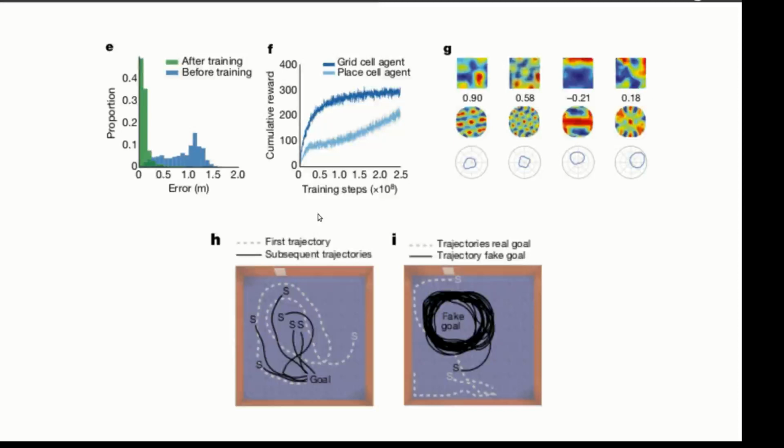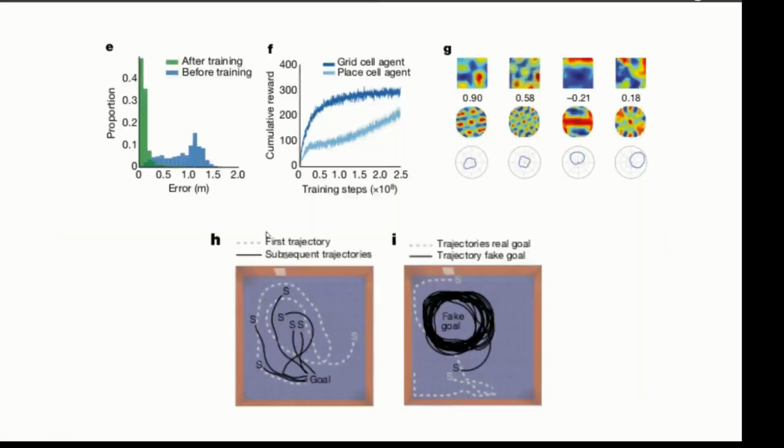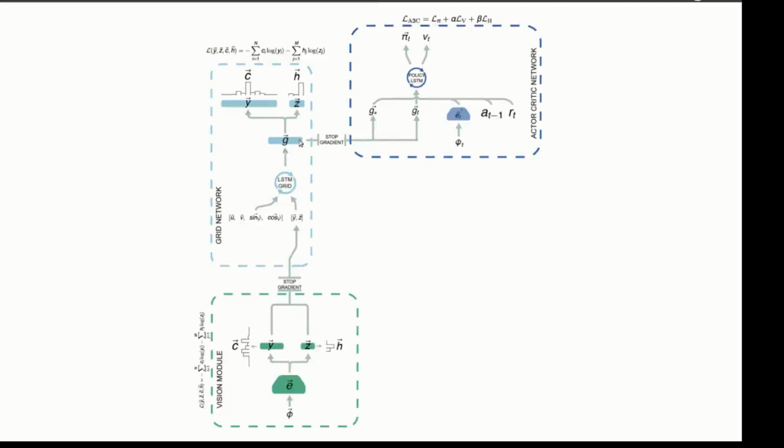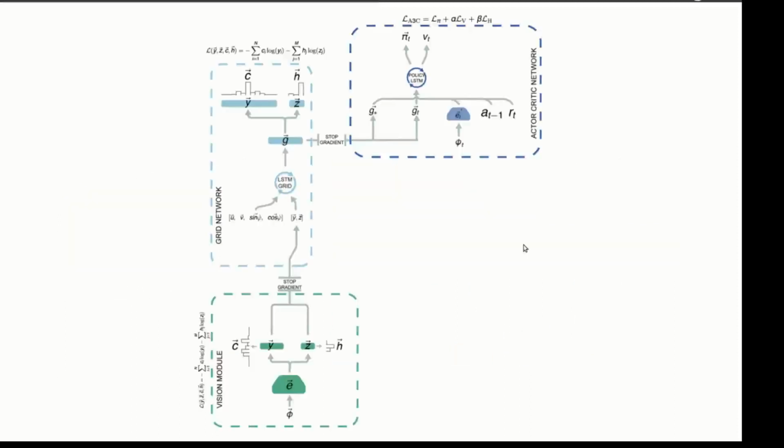And so you can see that at first the goal grid code is not available at the beginning. At the beginning the agent starts from the start position S, wanders around and gets to the goal. And once it gets to the goal, the activation of this layer of G is what is given here as a goal grid code, or here as G star.